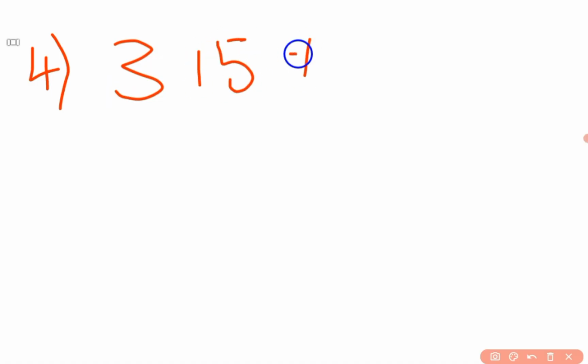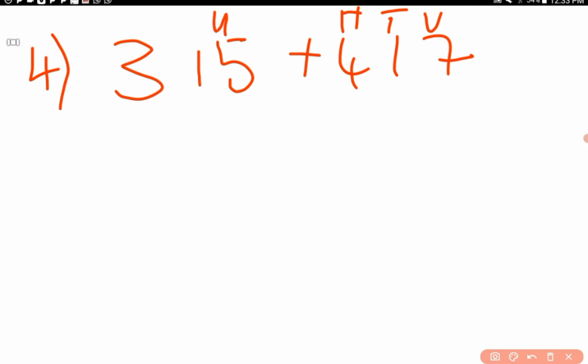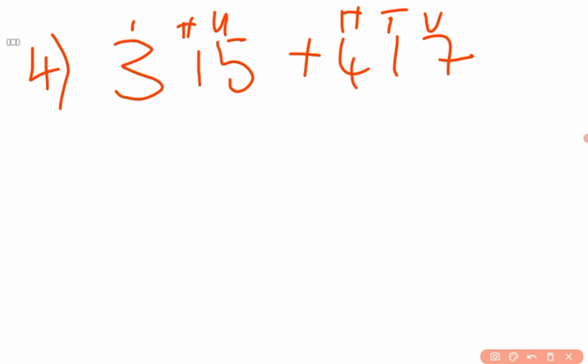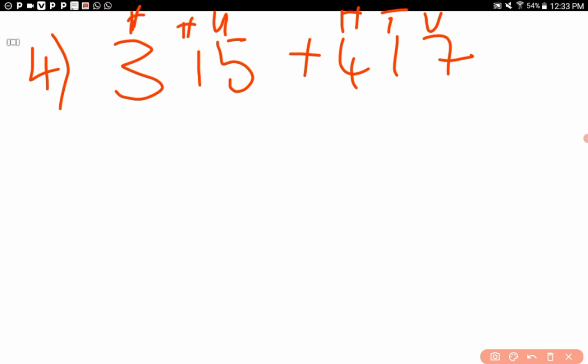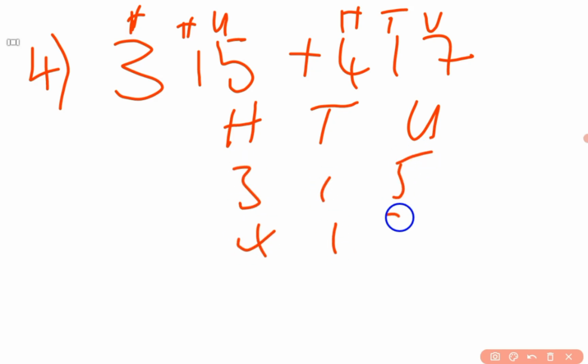Example 4. Now what if you have a number like 315 plus 417? What will you do? Place values first. Unit, tens, hundred. So you see that you have been able to place them under hundred, tens, and unit. So it means that your place values here will be hundred, tens, and unit. You have 315 and you have 417.